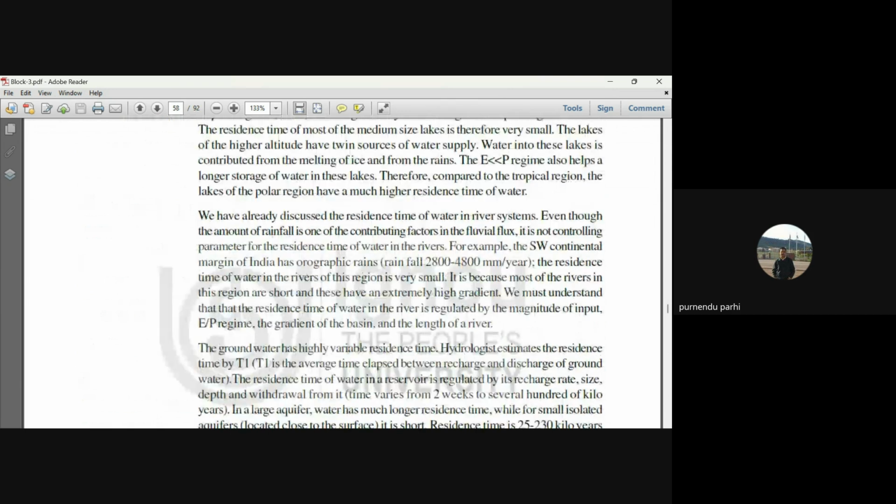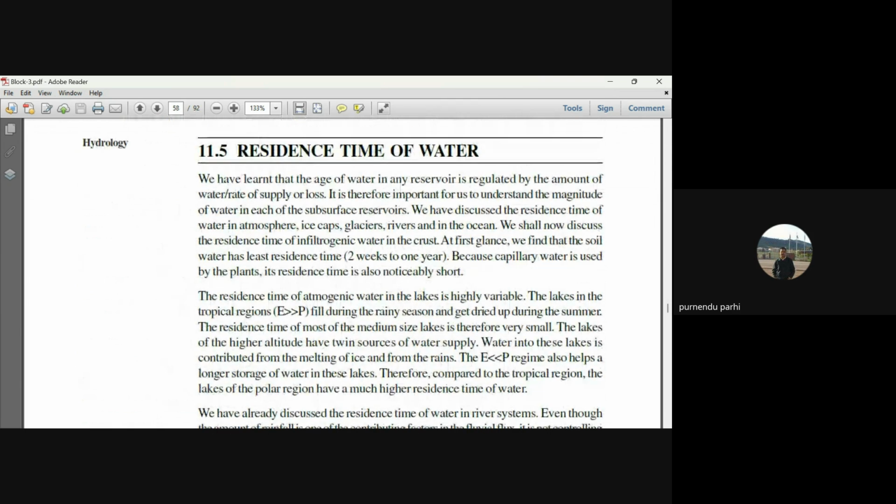Then comes the residence time of water. We have learned that the age of water in any reservoir is regulated by the amount of water or the rate of supply or loss. It is therefore important for us to understand the magnitude of water in each of the subsurface reservoirs. We have discussed the residence time of water in the atmosphere, ice caps, glaciers, rivers, and in the ocean. We shall now discuss the residence time of the infiltrogenic water in the crust.